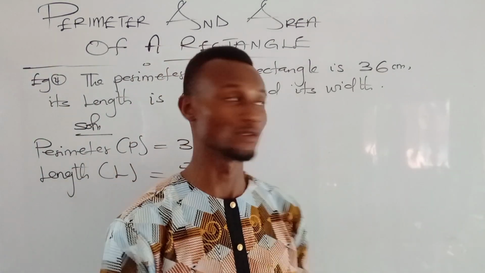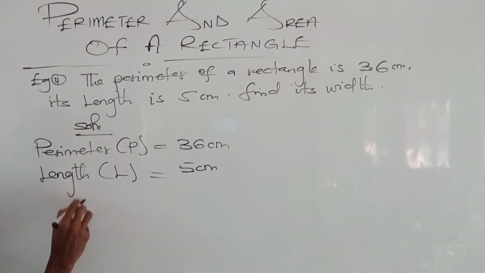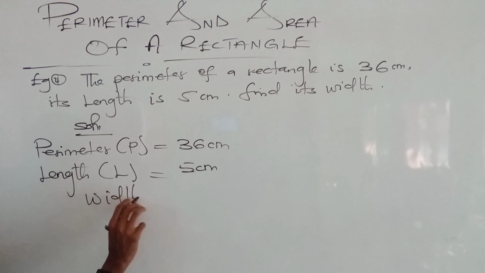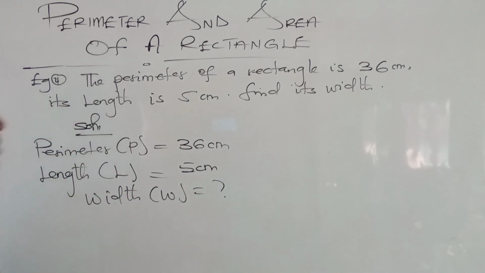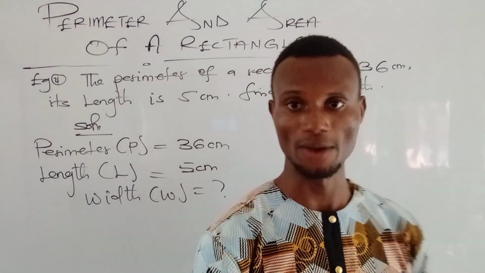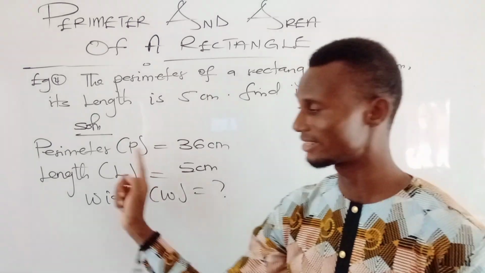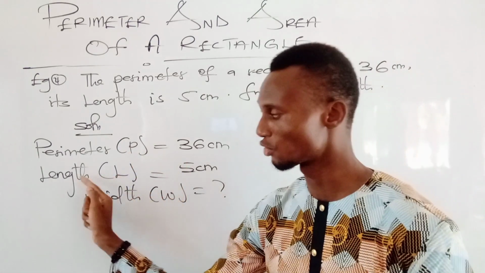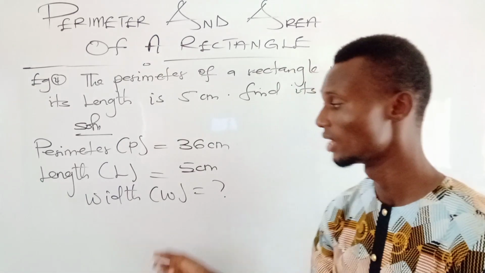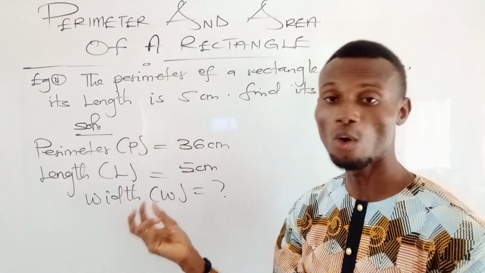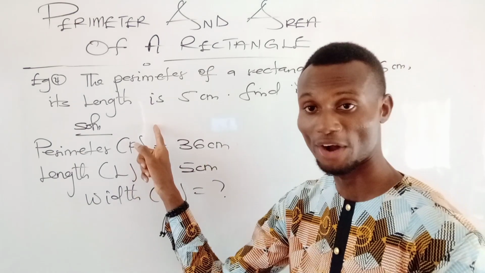Then we are being asked to find its width, okay. So let's write the width down, okay. So write the width in full, width in brackets W equals question mark, we don't know, okay. We are being asked to find the width, okay. Now from the information given, you can see that we have been given the perimeter, we've also been given the length, and now we are being asked to find the width. Okay, so now from the information given, the only place you can find the width from, okay, is the perimeter.